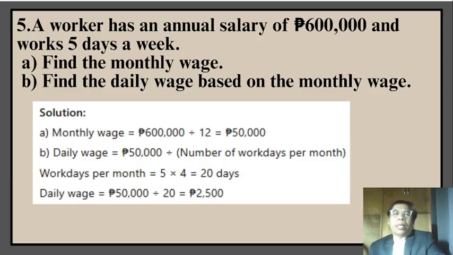So solution, the monthly wage is equal to 600,000 divided by 12, which is equal to 50,000. Daily wage is equal to 50,000 divided by the number of work days. So the work days per month is 20 days, and then the daily wage is 50,000 divided by 20, and that's equivalent to 2,500 pesos.